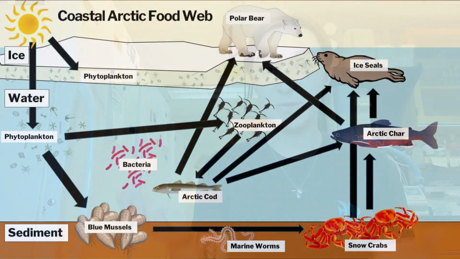Specifically, in my lesson, students will be introduced to what a food web is, the parts of a food web, and how food webs show the flow of energy throughout an ecosystem. After they've done that, they will look at the coastal Arctic food web as an example of integrating all of their knowledge into one. Specifically, they'll be looking at the coastal Arctic food web figure that you see here.